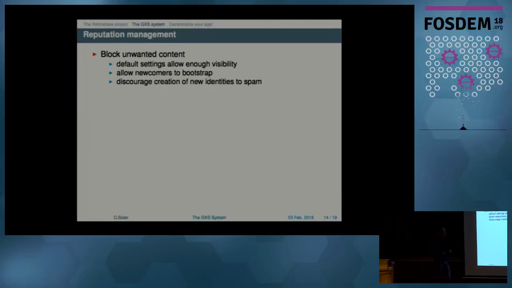There is a chicken and egg problem here, because you want the newcomers to be able to post some data and to bootstrap that data, but you also want to prevent nasty users from creating new identities to post new data, right? And because the network is static, it's possible to actually find a good compromise between these two.